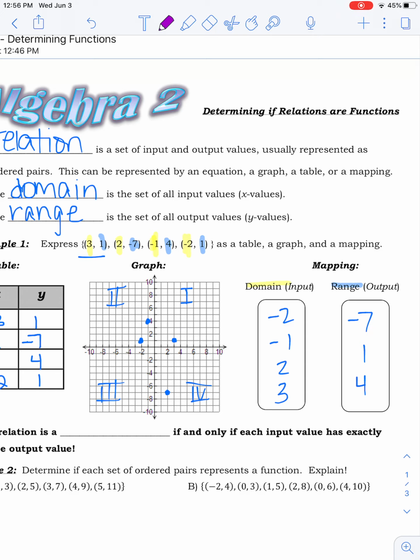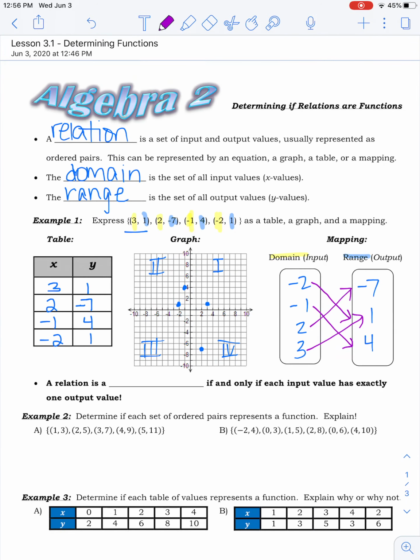So the first 3, 1 goes together, which means I'm going to take the number 3 and draw an arrow pointing it to the 1. When we had the domain value of 2, the range is negative 7. So positive 2, I'll connect an arrow to negative 7. We have negative 1, 4. So from the negative 1, I'll draw an arrow to the 4. And then an input of negative 2 gives an output of positive 1. So negative 2, I draw an arrow to positive 1. And that's what a mapping would look like. So these are just showing us 4 different representations of a relation. We have a set of ordered pairs, then a table, graph, and mapping.